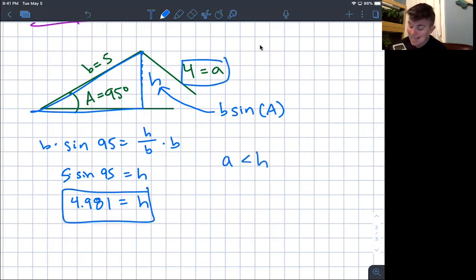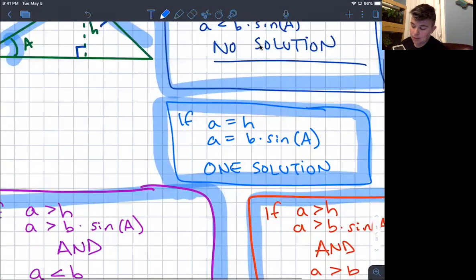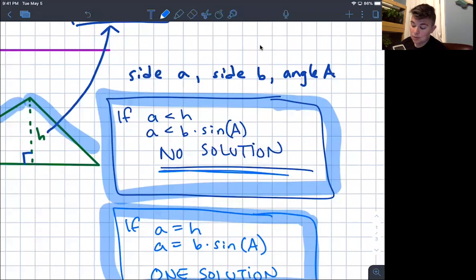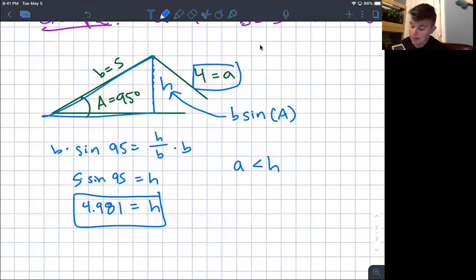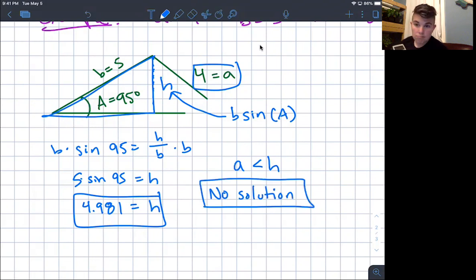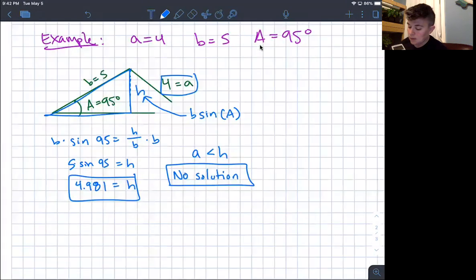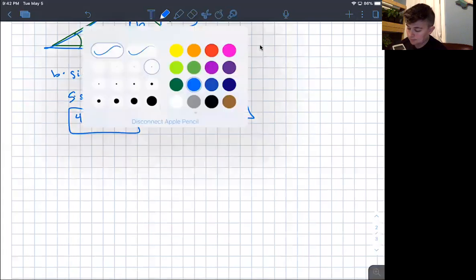So that means A is less than the height. What does that mean if A is less than the height? I'll give you a hint. That means there is no solution. That means no matter what I do, there is nothing that is going to make this side long enough to reach to the other side. So I can just say flat out, no solution. Simple. Okay, let's do another example.